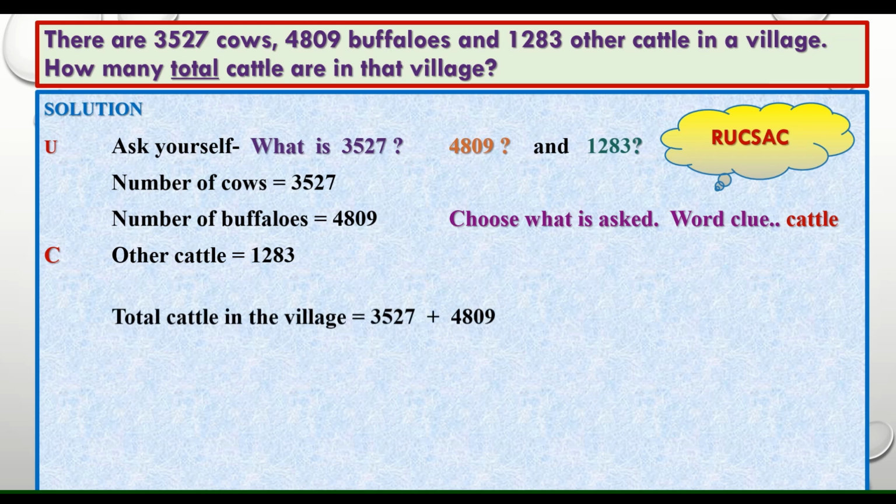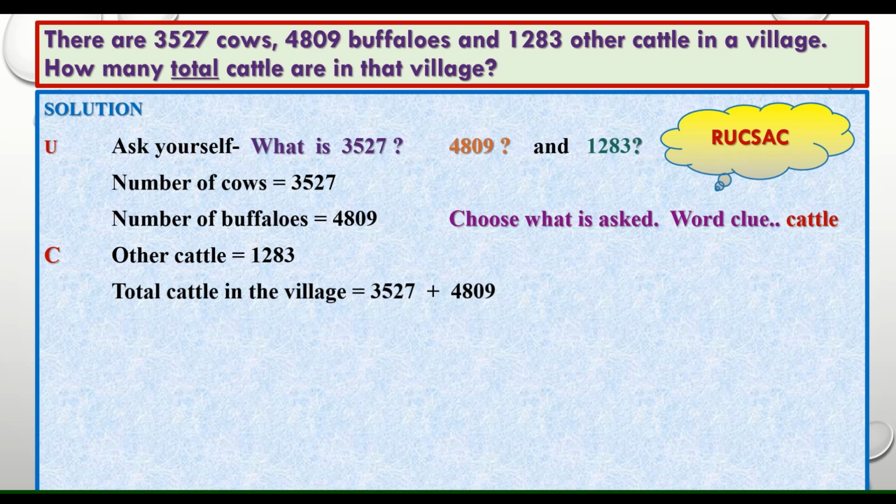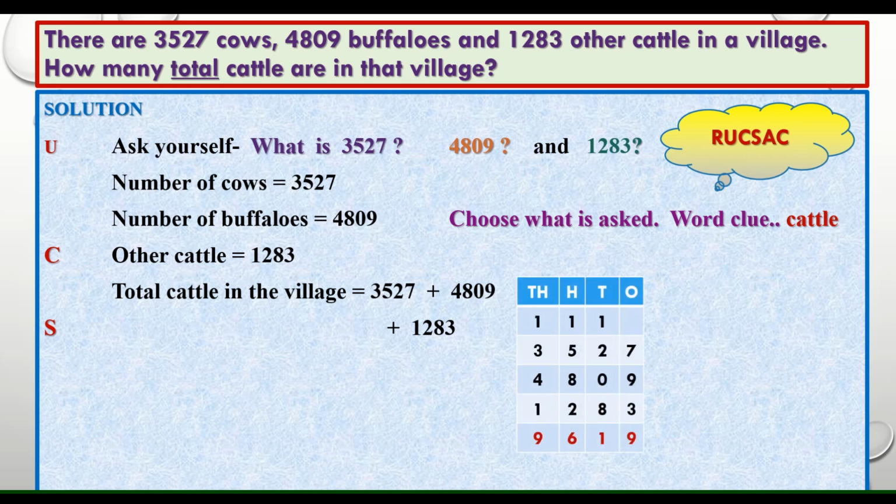We have to write the statement for that. Total cattle in the village is equal to 3,527 plus 4,809 plus 1,283. And now arrange these addends in a column. Write the places on the top. Arrange the numbers in the columns. Perform addition and find the answer.